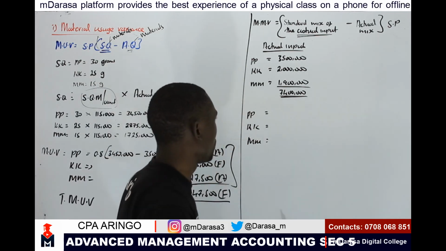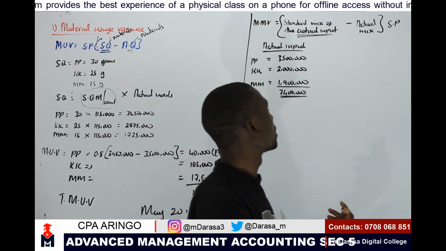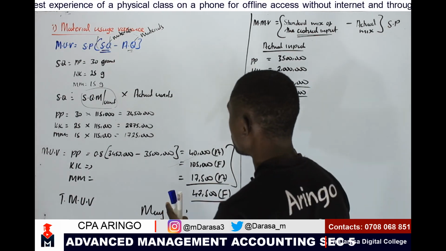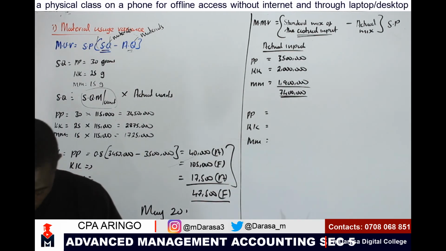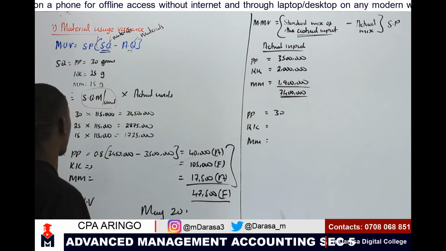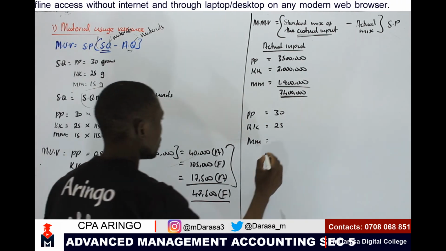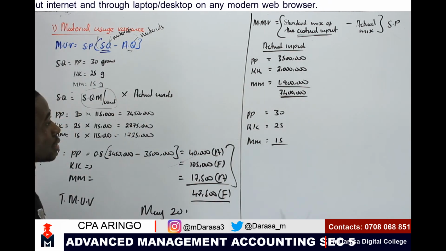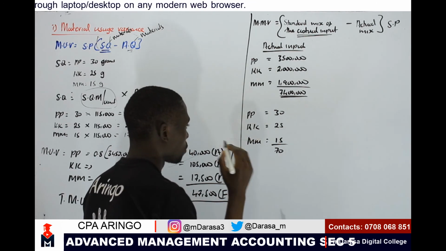So talk of our PP, in this case, what we want to do is to determine what was our standard quantity. Standard quantity per unit tulikuwa tunaona tuko na ngapi? For PP tulikuwa na 30, si ndio? KK tulikuwa na ngapi? And MM 15, si ndio? So that should give us a total of 70. Up to there, are we together?